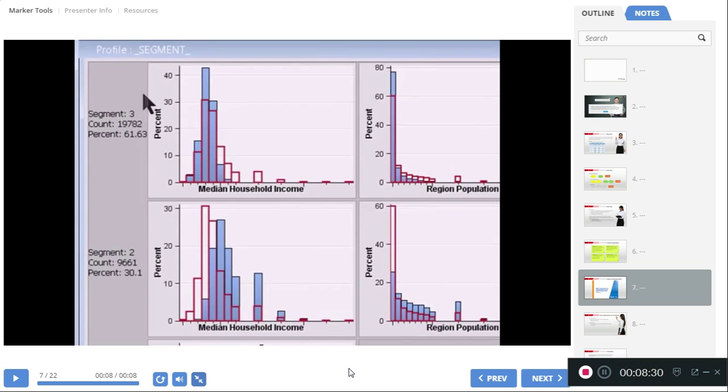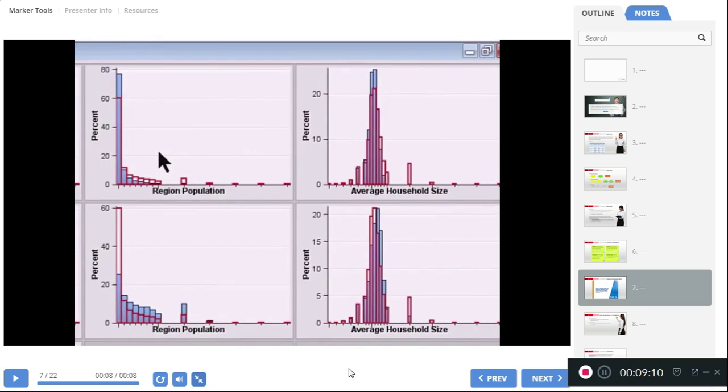Here we've got segment number 3, which seems to be mostly characterized by having a fairly low median household income relative to the overall sample. Now you ask, how do you know that? The way I know that is because I've actually got 2 overlaid histograms here. The red histogram is the overall sample. You can see if you look down these 2 plots, they have the same red histogram. The blue histogram represents the segment in that row. So segment number 3, the blue bars, are lower in overall household income than the overall sample.